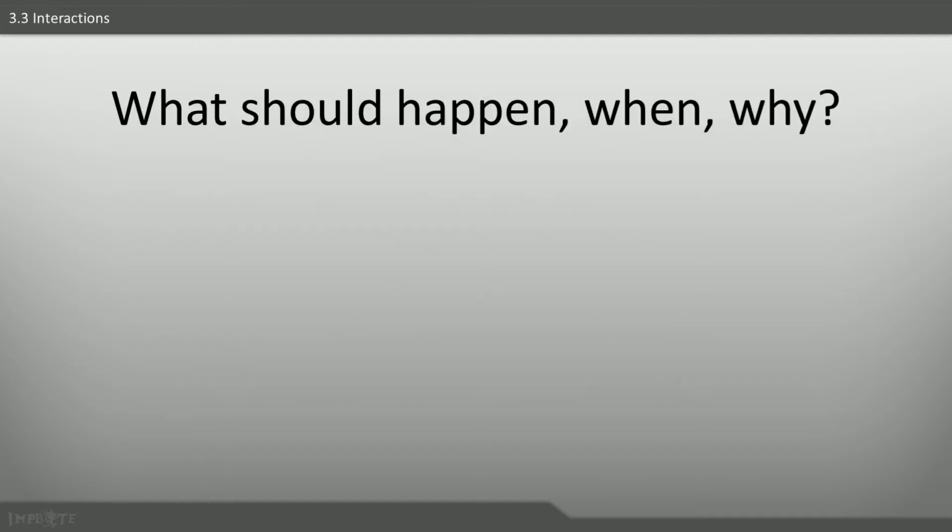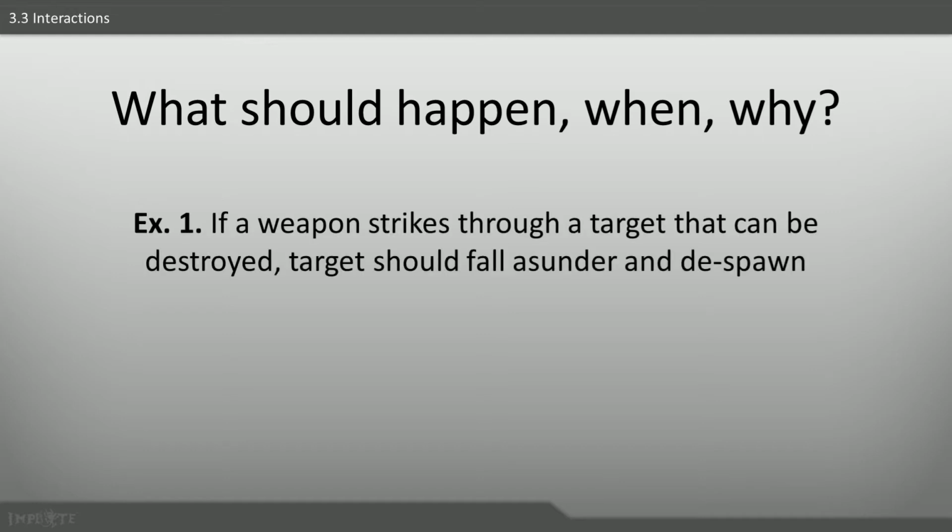So yeah, it kind of brings us to this slide. What should happen, when, and why? So let's take, for example, one of the attacks. The way I've made it currently is if a weapon strikes through a target, and this weapon has a collider box on it with a trigger. What that means for you who are not doing the game development is that this sword knows if it's in something else by that target saying, I have a sword in me. And in that case, the target should fall asunder and despawn.